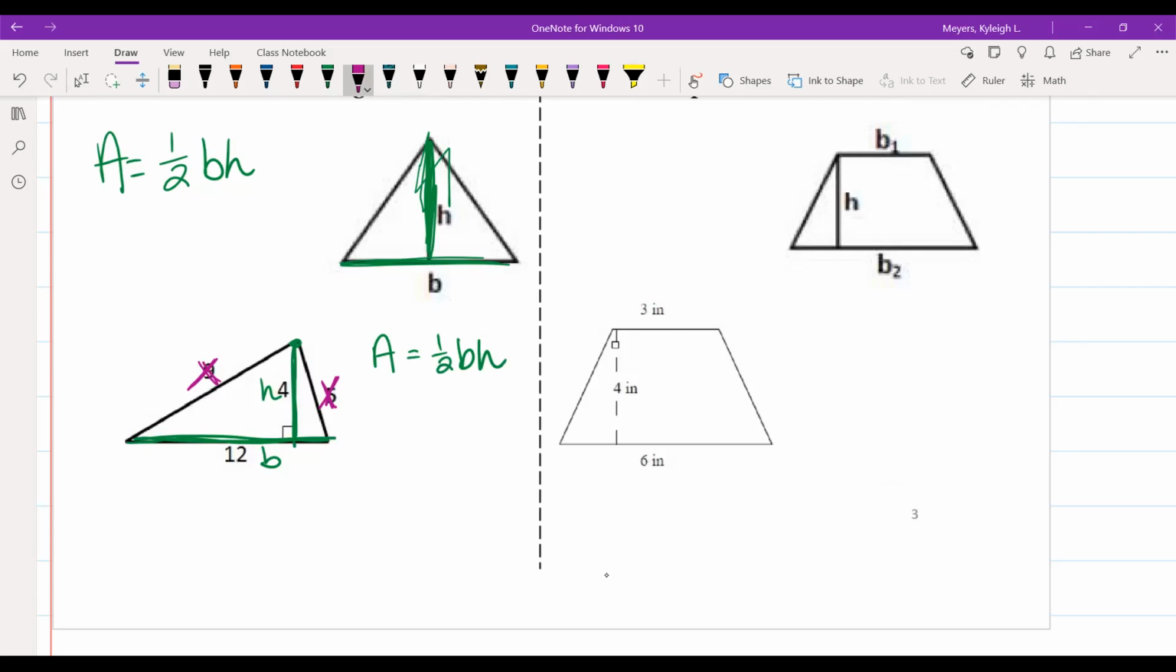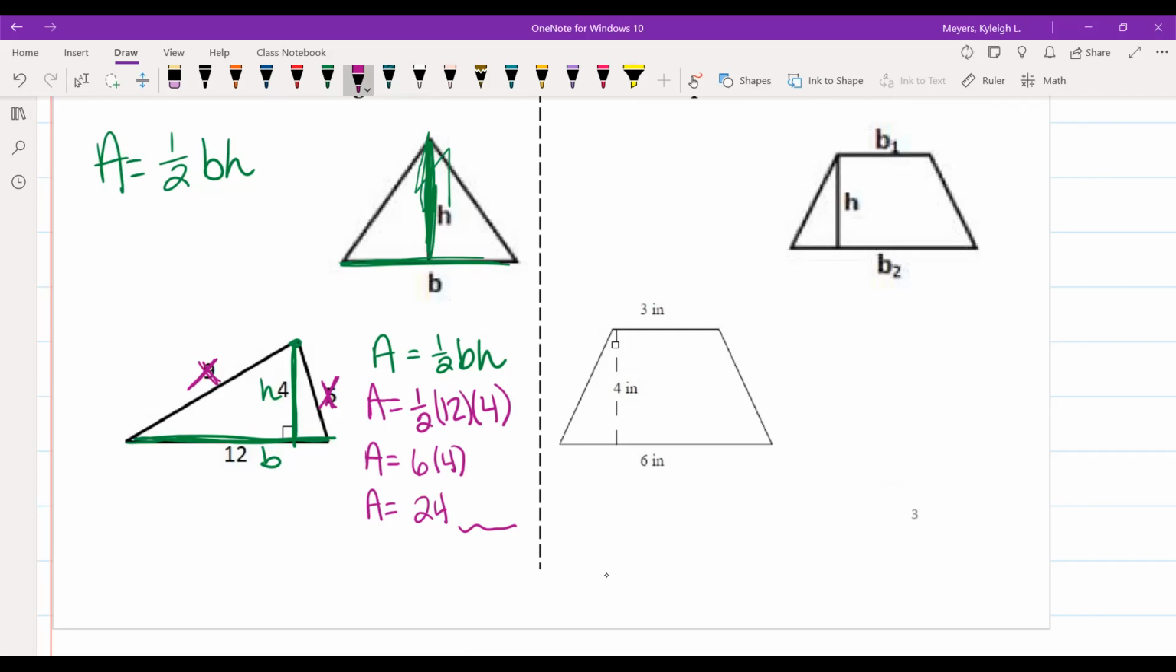Okay, so now we have our base and our height. So let's plug it into the formula. Our formula is 1/2 of our base, I'm going to put everything in parentheses, times our height. Okay, so now let's start solving this. What is 1/2 of 12? What is half of 12? Well, 1/2 of 12 is 6, and then you're going to multiply by the 4. So what is 6 times 4? Hopefully you're thinking 24.